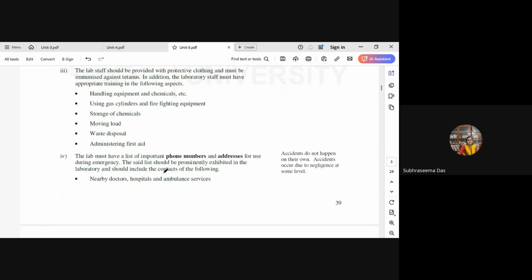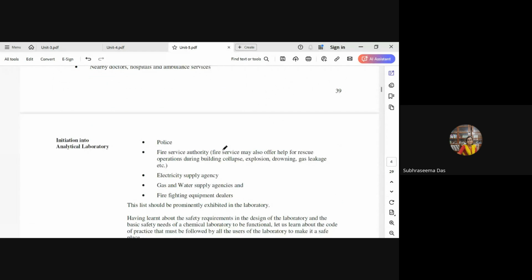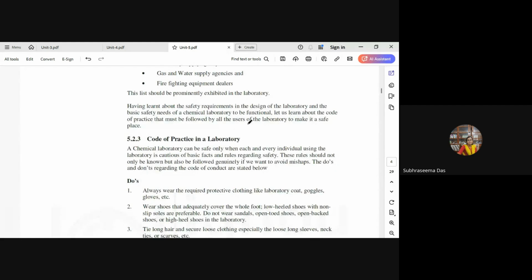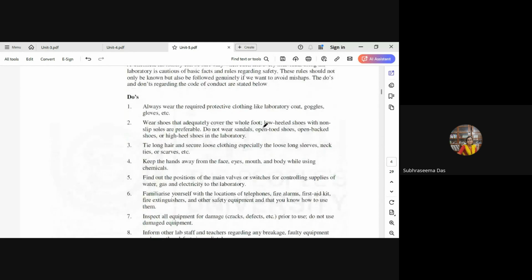The lab must also have a list of important phone numbers and addresses in case of any emergency. So the laboratory must have the contact numbers of nearby doctors, hospitals, police, emergency services, gas and water supplies, and firefighting supplies. These are some of the critical criteria that should be maintained for the efficient running of a chemical laboratory. Now, coming to the code of practice in a laboratory, this means the do's and don'ts of a chemical laboratory. Coming to the do's, the first requirement is always to wear a lab coat. It is essential, followed by wearing of gloves and goggles.